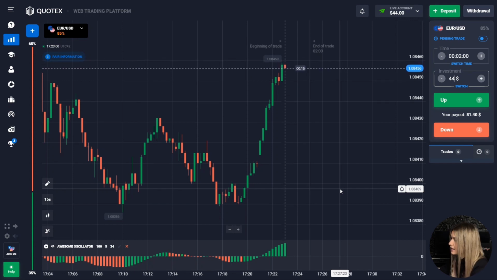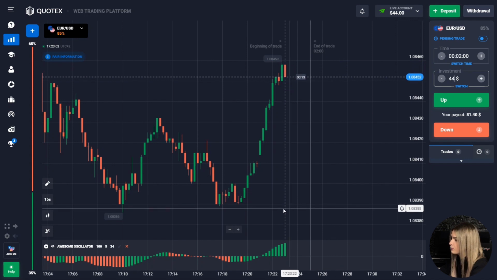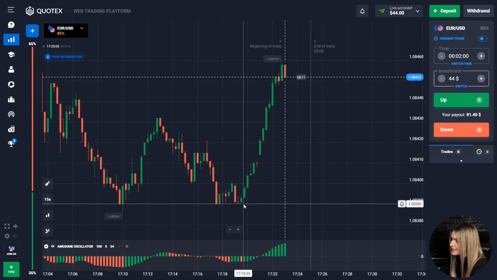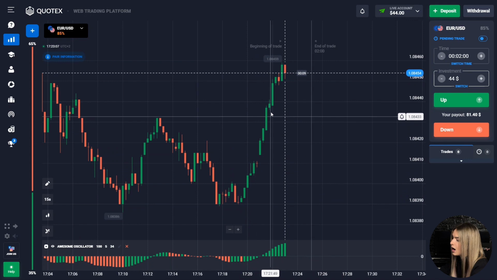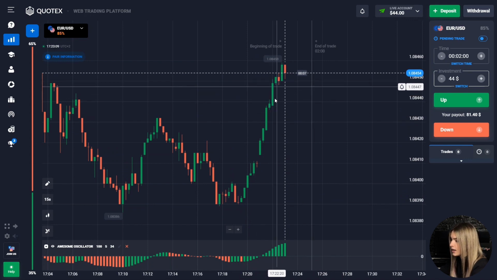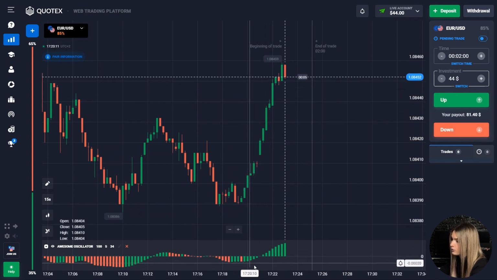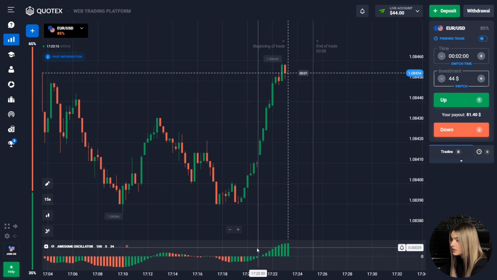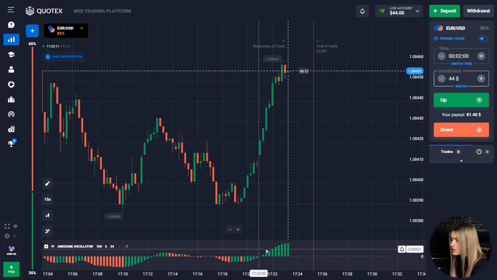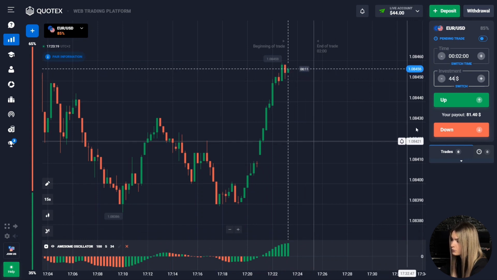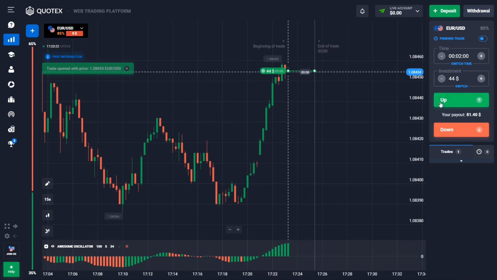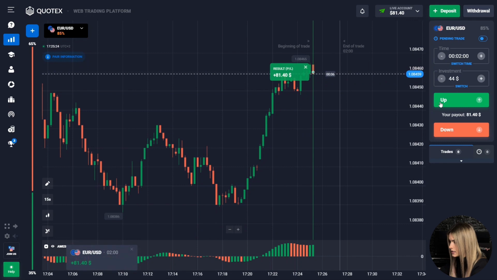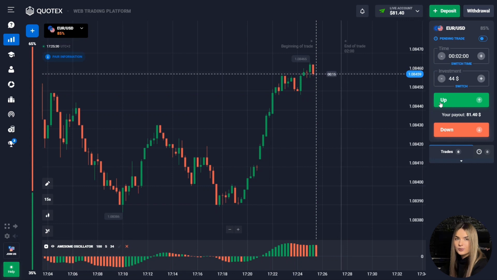So guys, let's get started and find the first entry point. As you can see here, our chart began to go up with an impulse. At the same time, the histogram crossed the zero level from the bottom up on the indicator. It tells us about the strength of the market. Therefore, I will open a deal for 2 minutes to go up. As you can see, the price gradually continues to go up. This way we managed to close our first deal with a profit.